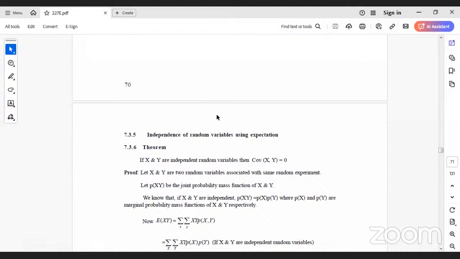So X and Y are two independent random variables associated with the same random experiment. Let the joint probability mass function of X and Y be P(x,y). We know that X and Y are independent, so P(x,y) is equal to p(x) into p(y), where p(x) and p(y) are the marginal probability functions of X and Y respectively.